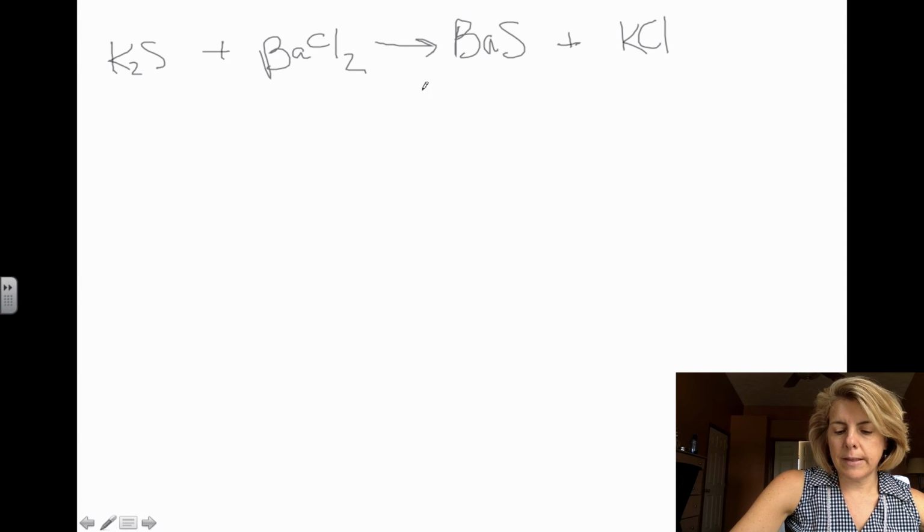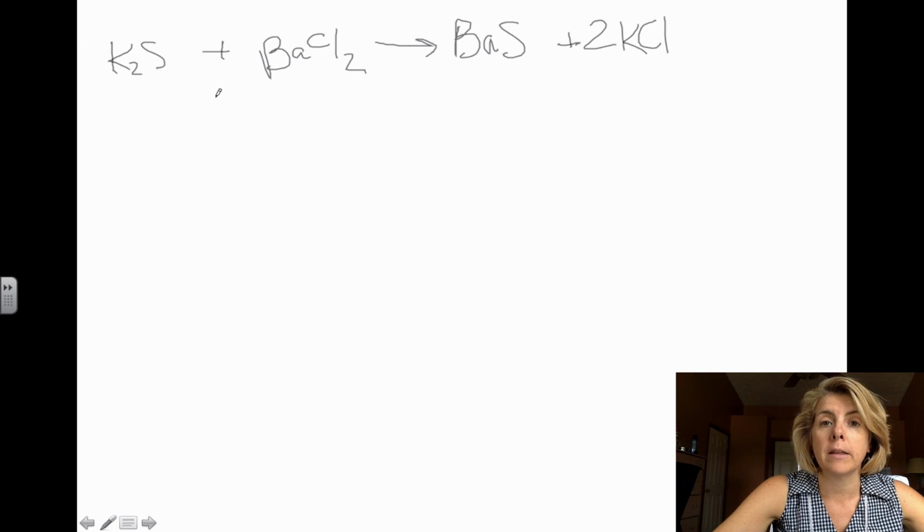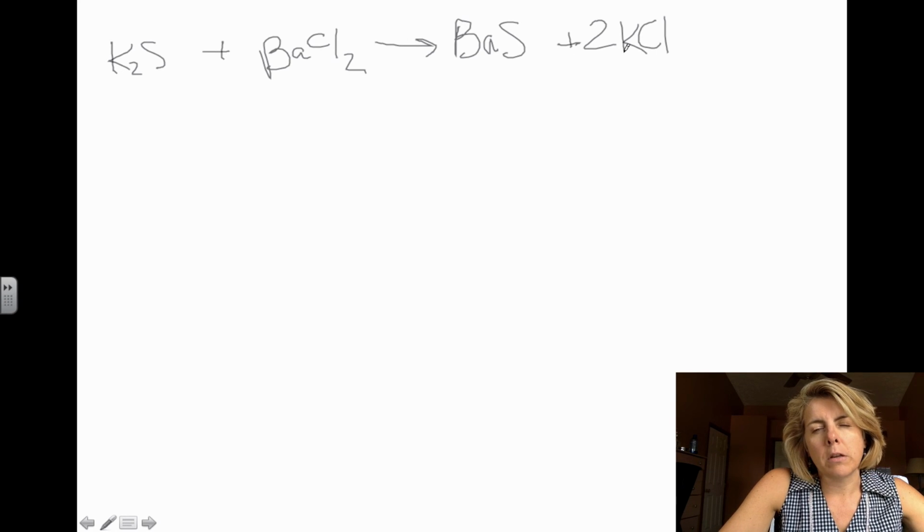Okay, this is not balanced. And the good news is, I have a 2 for this chlorine here. If I put a 2 here, this balances the chlorine. Does it balance the potassium? Yes, it does. Okay, so this is overall balanced. Now the question is, which of these 2 is going to produce a solid? KCl is very close to NaCl, so it's not going to be a solid. So barium sulfide is your solid.